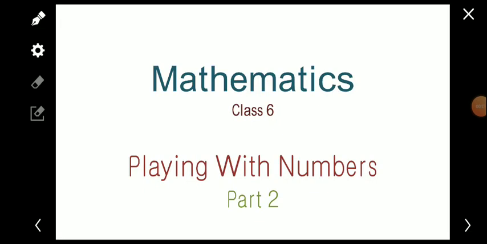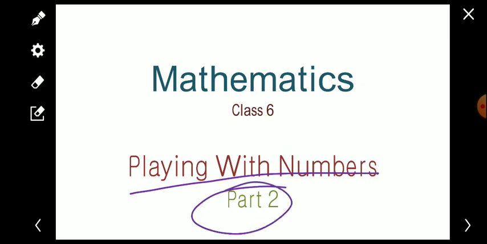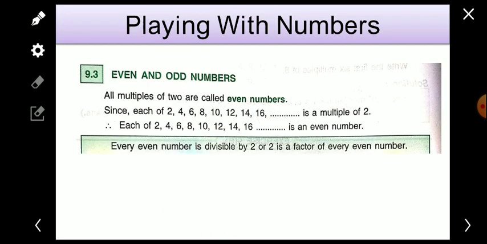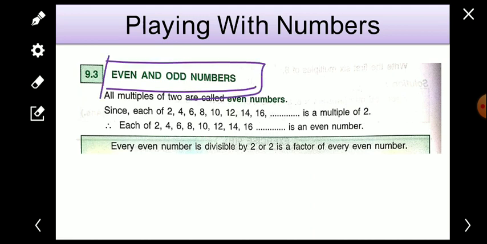We are going to continue the same chapter, playing with numbers, and this is the second part of that chapter. In the last session we learnt how to solve questions containing brackets, and after that we learnt about factors, multiples, and how to find the exact divisors, etc. We are going to continue the same chapter, and the first topic for today is even and odd numbers.